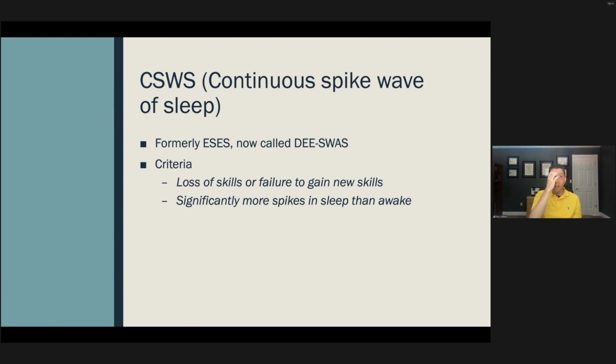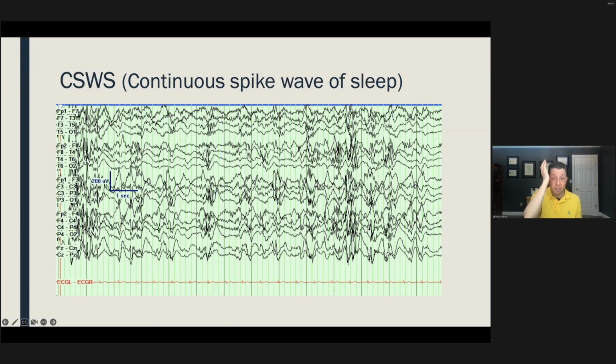And what happens is, you may not even see clinical seizures, but when you fall asleep at night, your EEG just starts to fill up with spikes. Not only does that disrupt the EEG itself, but it really disrupts the sleep patterns. And then with that, you start seeing a regression of skills or a failure to gain new skills. Those two together give you this CSWS picture, which again, is treatable. So it's important to catch that early if the symptoms are there. And that's what it looks like in sleep, constant spikes.